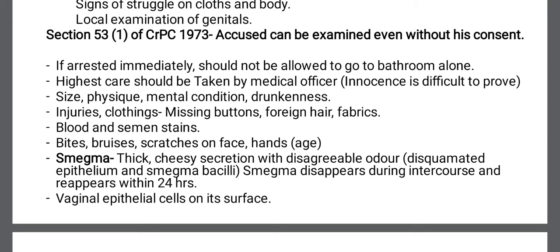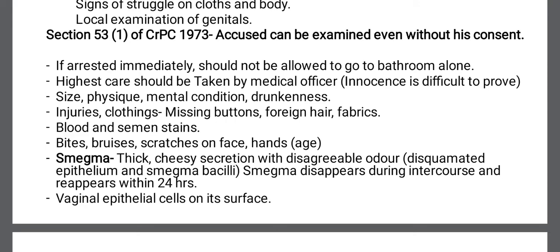So you should see carefully for the injuries, scratches on his face, on his chest, on his back, missing buttons of his shirt, foreign hair. There can be exchange of the hair, in the pubic hair particularly, and fabrics. Then carefully see for the blood and semen stains. Blood stains can also be from the victim, so they should be examined properly and should be sent for blood grouping. There can be bites, bruises, scratches on the face and hands, and you should carefully see for the age of the injury. There can be bites, there can be bruises and scratches on the face and on the hands or on the shoulder, they should be seen carefully for their age particularly, because the time the girl or the victim is telling and the age of the injury, that should match.